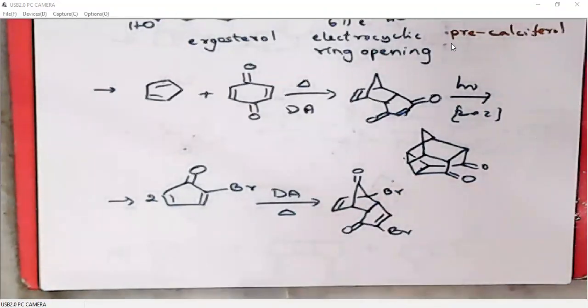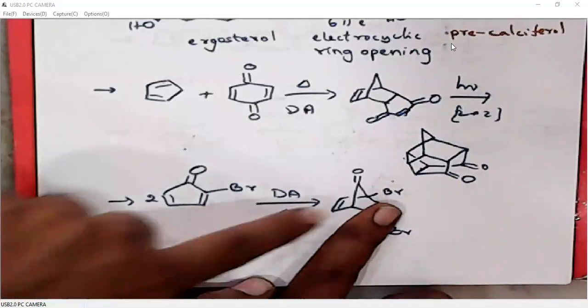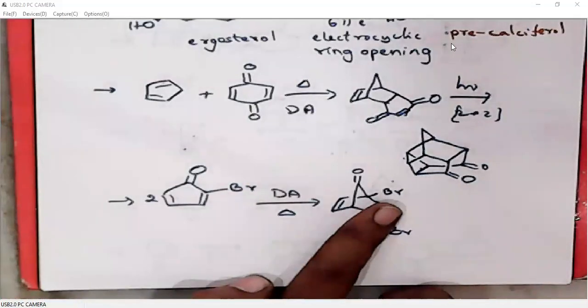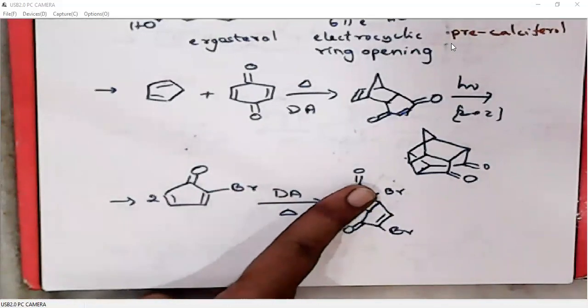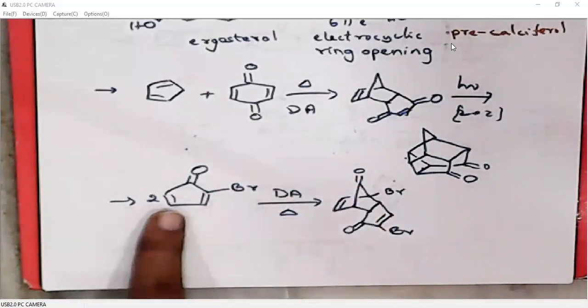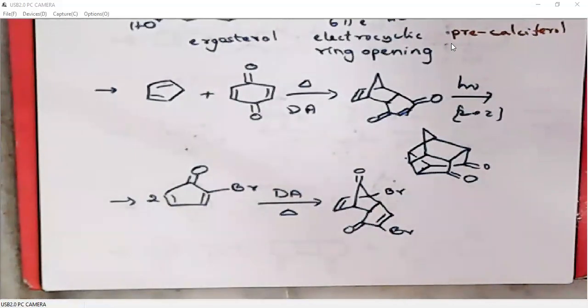This is the product. This 5-membered ring is acting as a diene, and this 5-membered ring is acting as a dienophile. So this will undergo a Diels-Alder reaction under thermal conditions. Of course, because it has an additional carbonyl and a double bond, it will follow the endo rule.